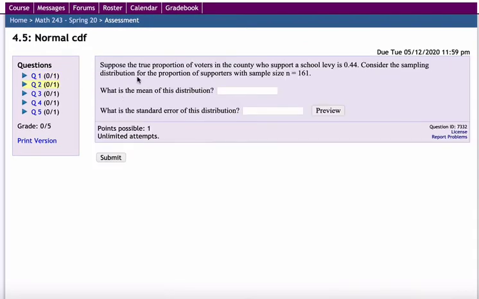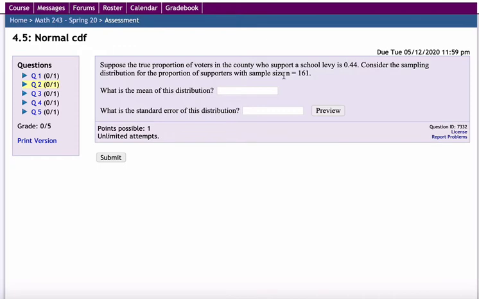Anyways, the second question. Suppose the true proportion of voters in the county who support a school levy, so here's my population proportion, we use the letter P to represent that, is 0.44. Consider the sampling distribution for the proportion of supporters with sample size n equals 161. So sampling distribution for the sample proportion, so this is what we're talking about in 4.5, and they give us the sample size n, so I have n and p.